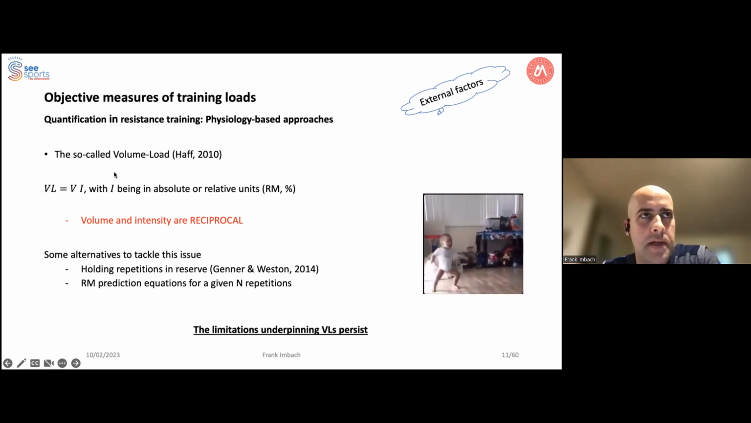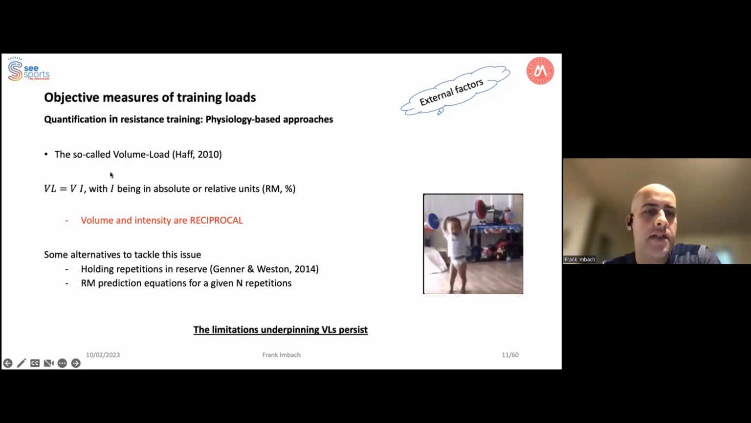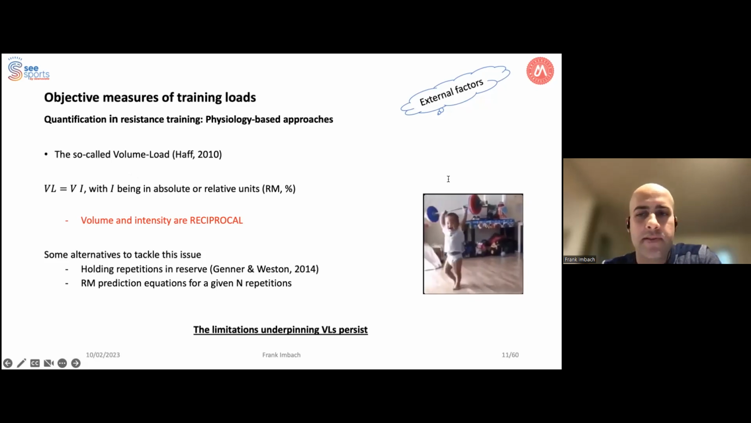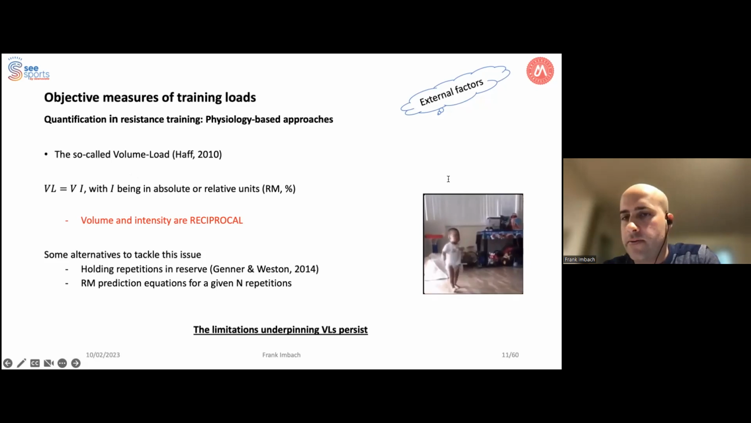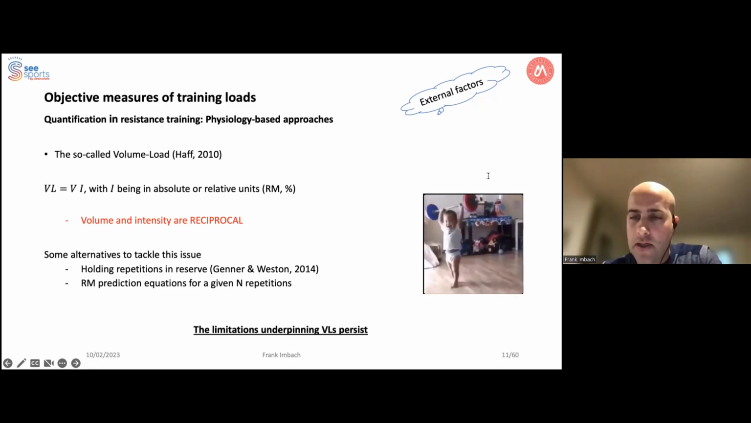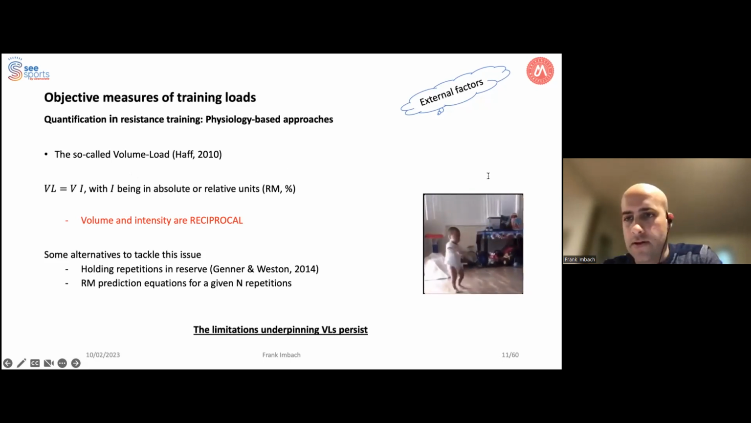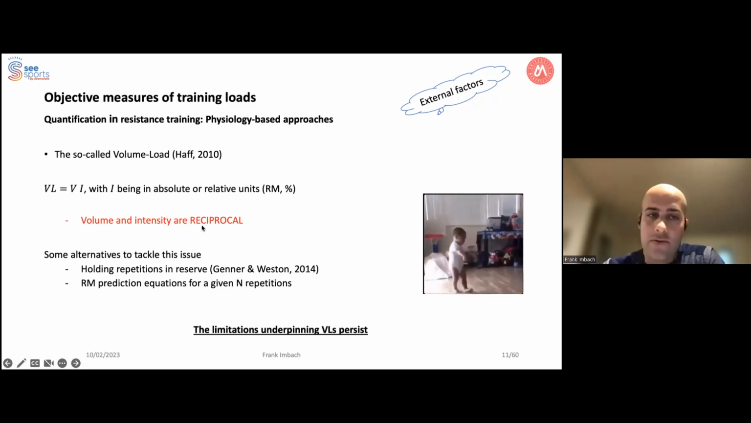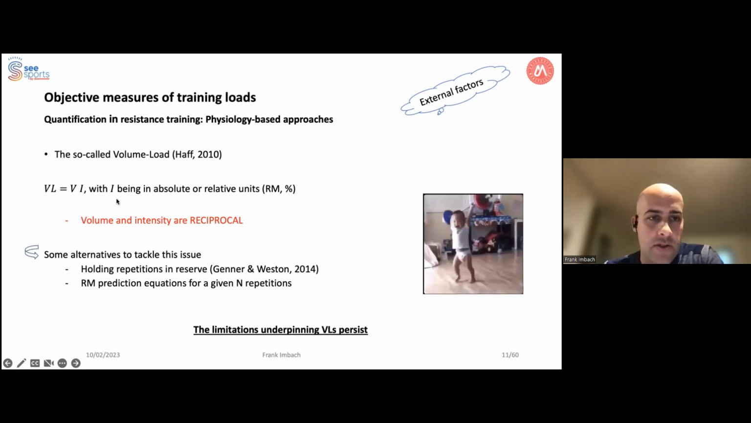The big issue with this method is that volume and intensity are reciprocal. That means if you lift 10 reps at 100 kilos, it is equal in terms of body responses, or physiological responses, to lifting 100 reps at 10 kilos. So it's obviously not the case, but it's the main drawback of this method.